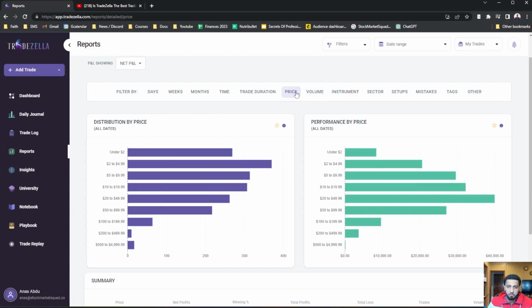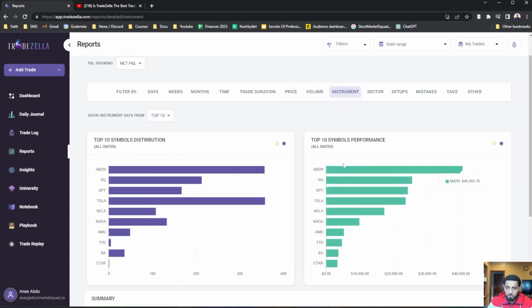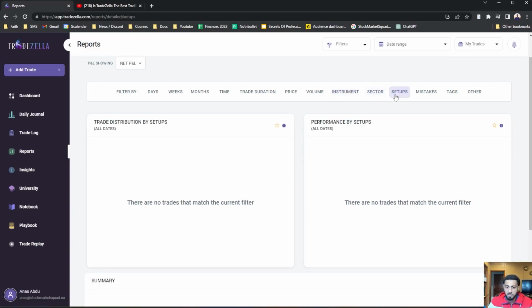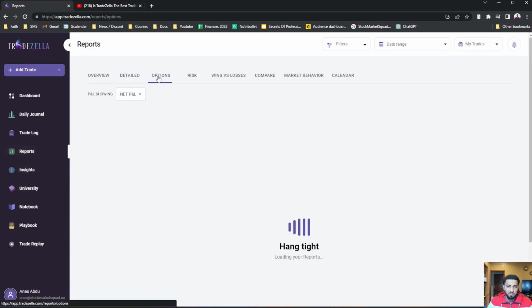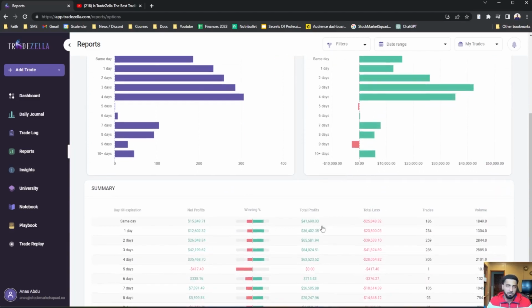You can filter it by price, you can filter it by volume, by different instruments here. Amazon is the best stock that I'm trading. By sector, different setups that you'll be tagging yourself, along with the mistakes you're tagging yourself as well. Next up, you can filter it by options. For example, here, most profitable were option contracts that were expiring in 3 days, same day, 1 day, 2 days. So it really breaks down everything for you.